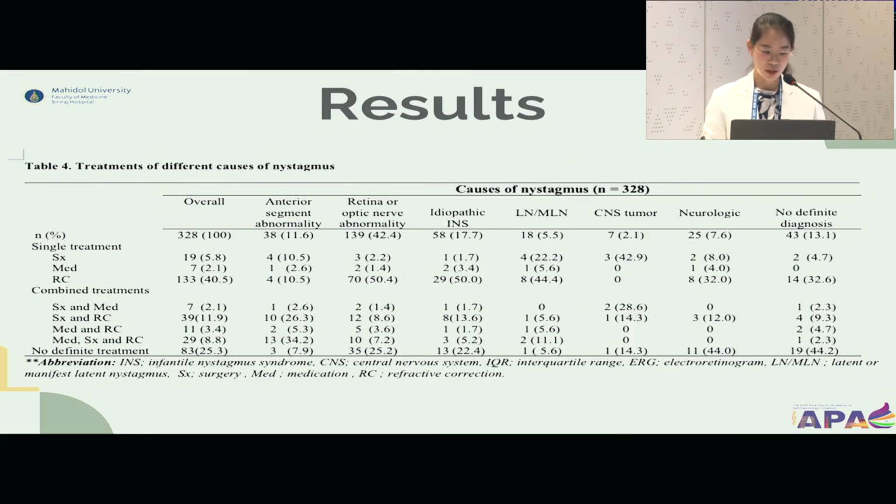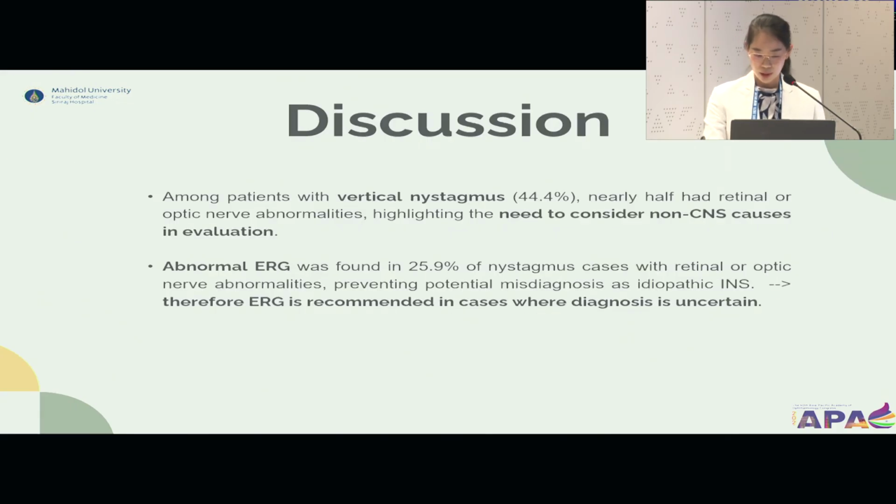This is the distribution of treatments and the choices given to the patients according to each cause of nystagmus. Regarding treatments in general, the treatment that patients required the most was refractive correction, followed by surgical correction, and then medication. For the discussion, it is known that vertical nystagmus is typically a sign of CNS cause, but among the patients with vertical nystagmus, nearly half actually had optic nerve abnormality. This highlights that we should consider non-CNS causes in evaluation as well.